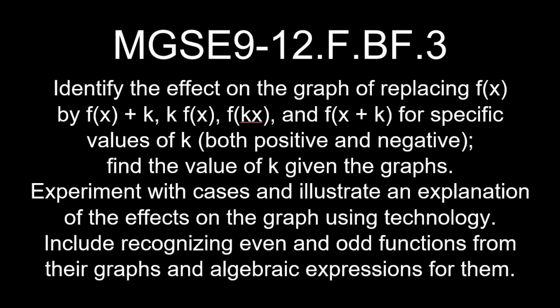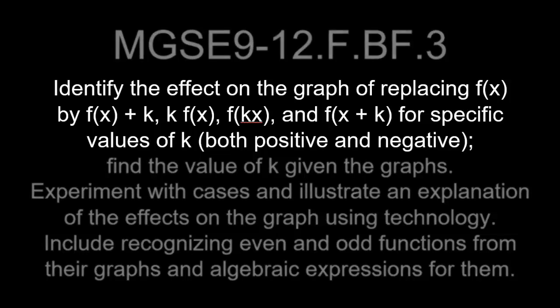This video will discuss MGSE 9 through 12 F.BF.3. Identify the effect on the graph of replacing f(x) by f(x) + k, k times f(x), f(kx), and f(x + k) for specific values of k, both positive and negative.